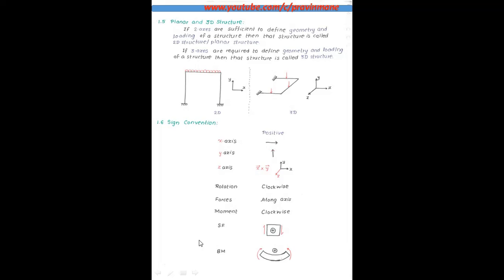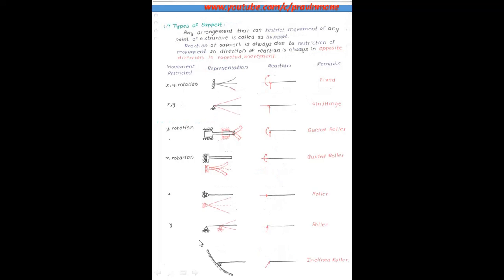Then types of supports. Support means any arrangement that can restrict movement of any point of a structure is called a support. Support means where the movement can be restricted. So there are different supports. Here I have prepared a chart: movement restricted, representation, reaction and remarks. So for X, Y, rotation, this is the fixed support. Fixed support has 3 reactions, that is the horizontal, vertical as well as moment.